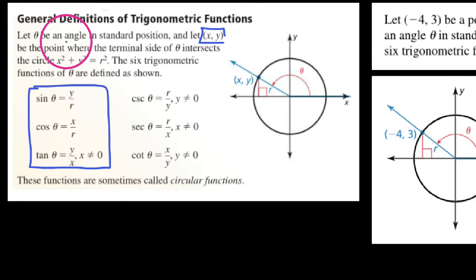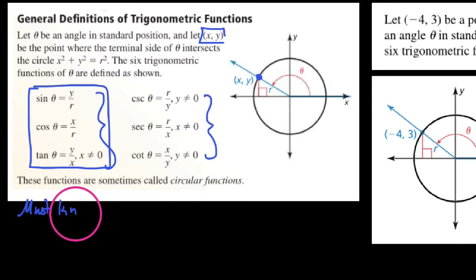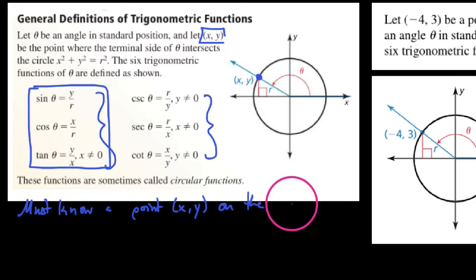So that being said, what we could say is, let's understand every single angle that we could draw in standard position as intersecting a circle of radius r at some point xy. So long as we know this point xy, though, on the terminal side, we should be able to use these definitions of the trig functions to go and evaluate for the trig function values at those angles. So one really quick thing I want to mention here is this. We must know a point xy on the terminal side.